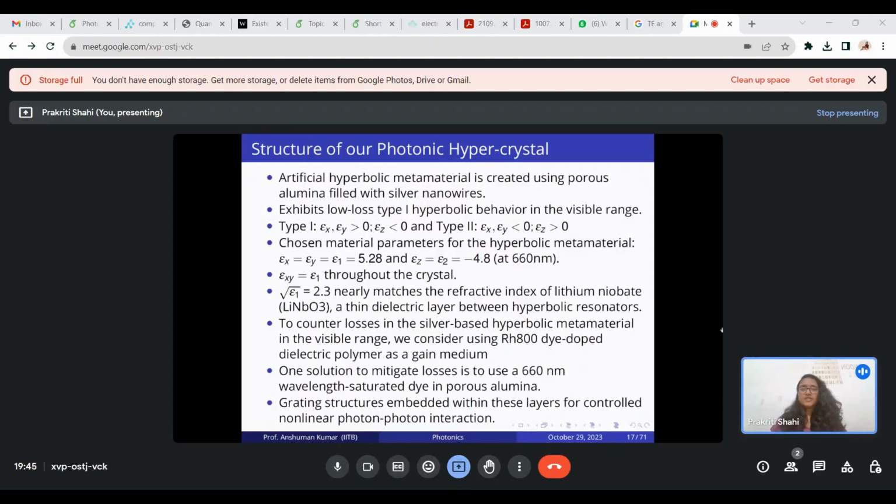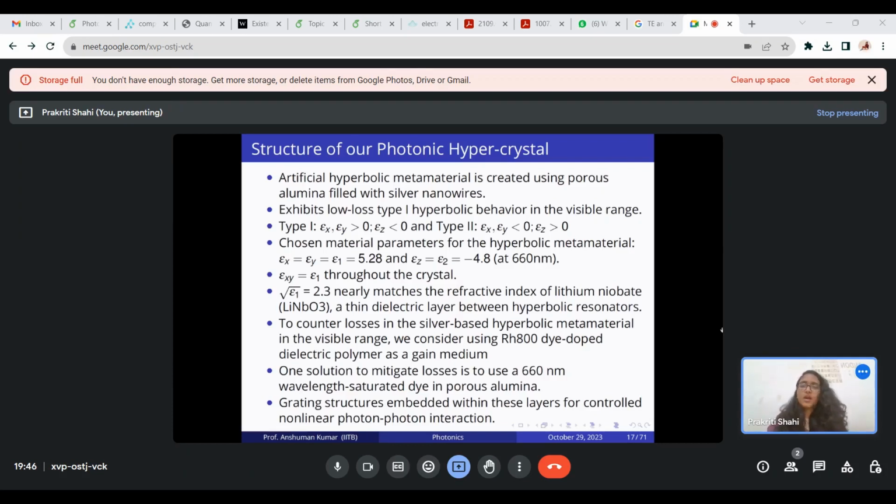Let us now look at the structure of our photonic hypercrystal. We know that the photonic hypercrystal is composed of an artificial hyperbolic metamaterial as well as narrow layers of a dielectric medium. So, in our case, we're using porous alumina filled with silver nanowires as our artificial hyperbolic metamaterial. The silver nanowires act as the conductor while the alumina acts as the dielectric medium, or the insulator. This exhibits a low loss type 1 hyperbolic behavior in the visible range.